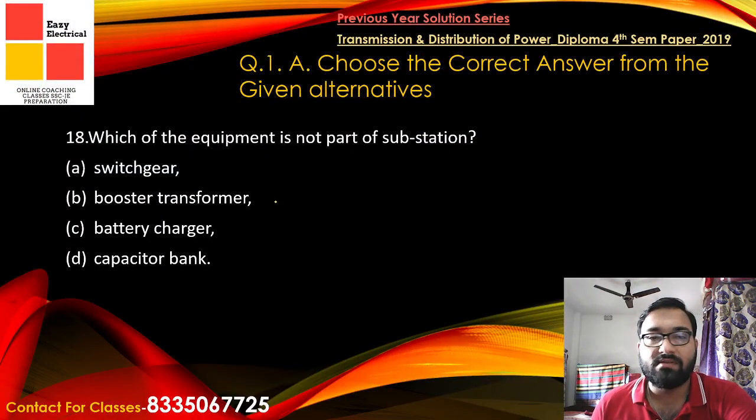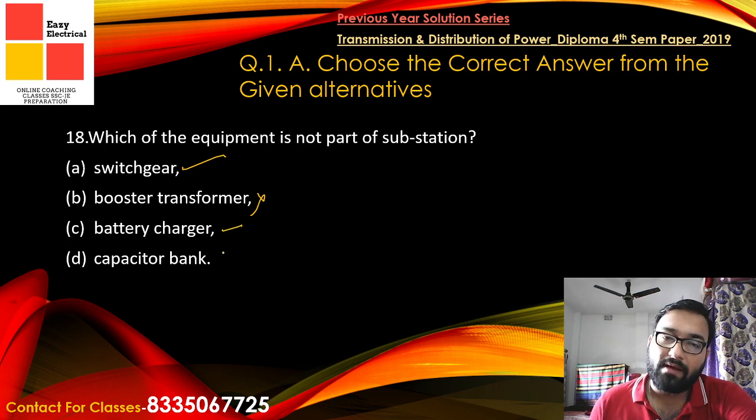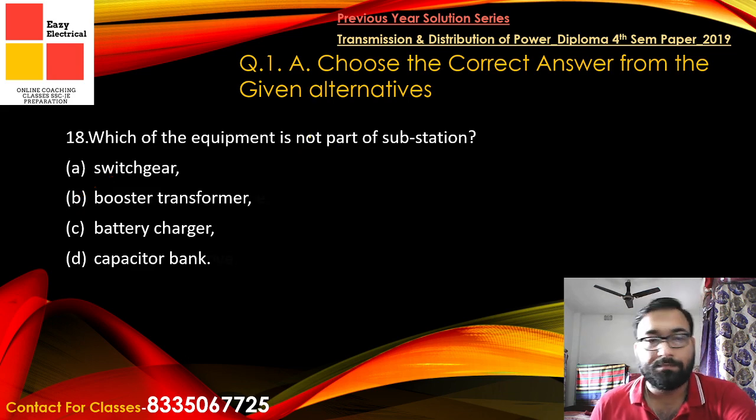So coming to the next question, which of the equipment is not a part of a substation? In the following systems, you can see switchgear we are finding, booster transformer we do not find, battery charger we can find, capacitor bank we can find. So the answer will be booster transformer. We do not find booster transformer in a substation, because see what is given, not. This not word is very crucial. Always read the questions very carefully, because it will get you in trouble.